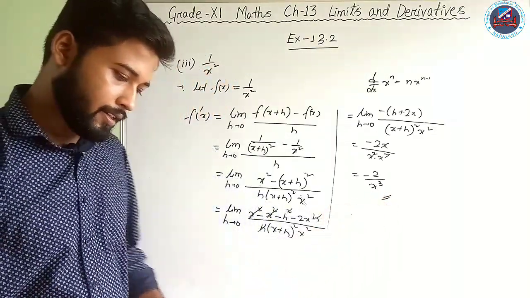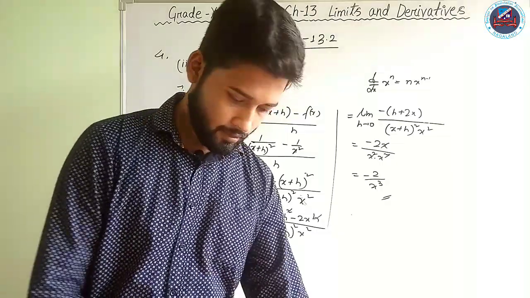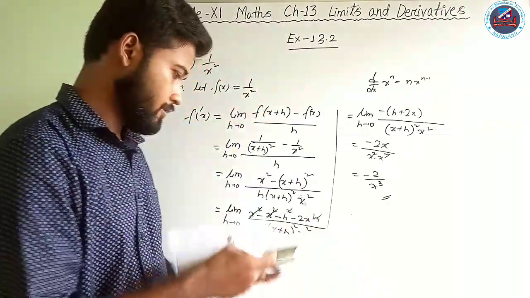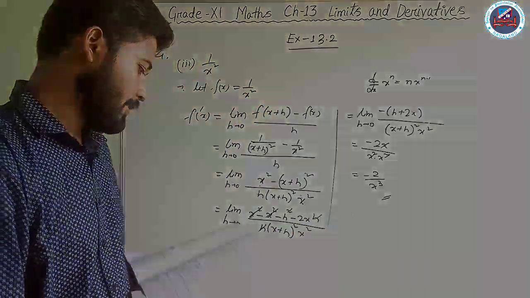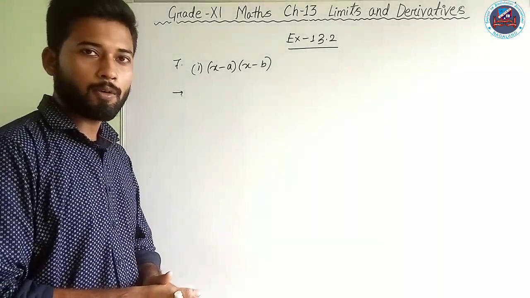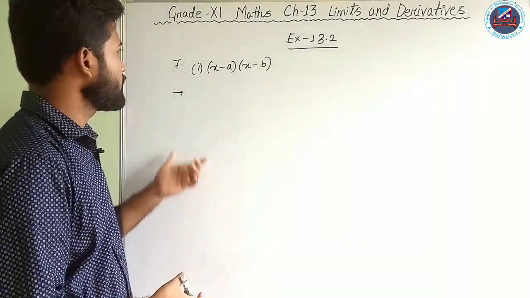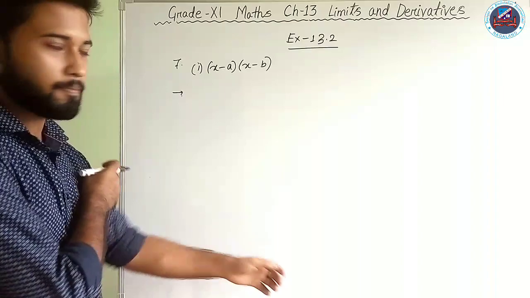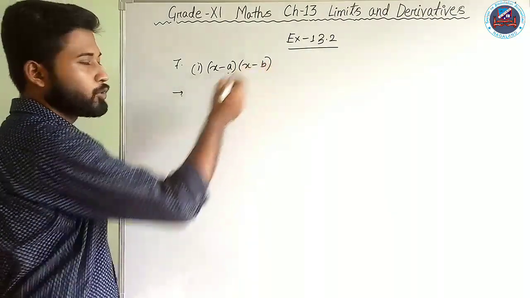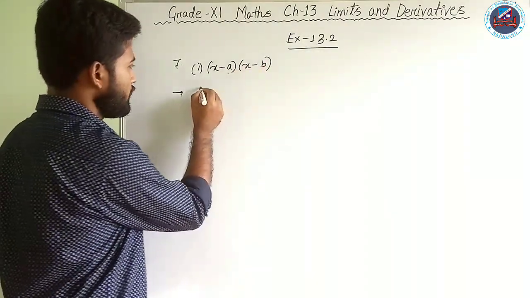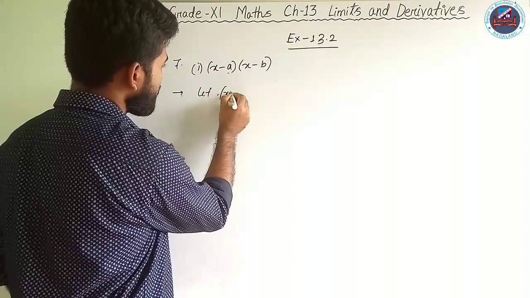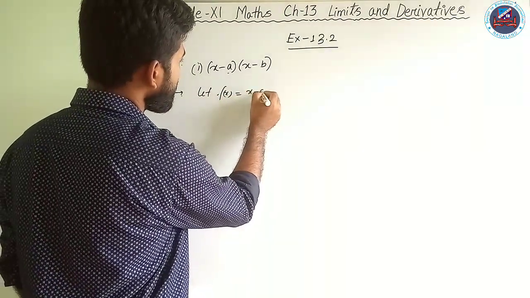Now let us see question number 7. We want to find the derivative of this function, that is (x − a)(x − b). Here a and b both are constants, it is given in the question. So for that, let me write f(x) = (x − a)(x − b).